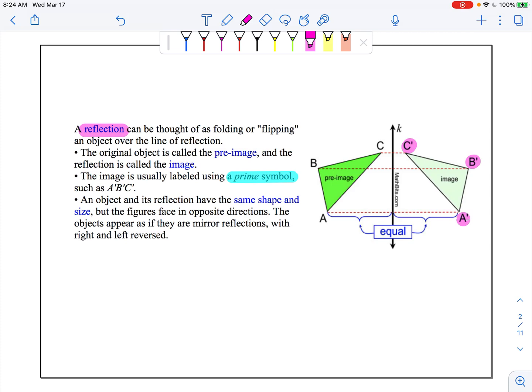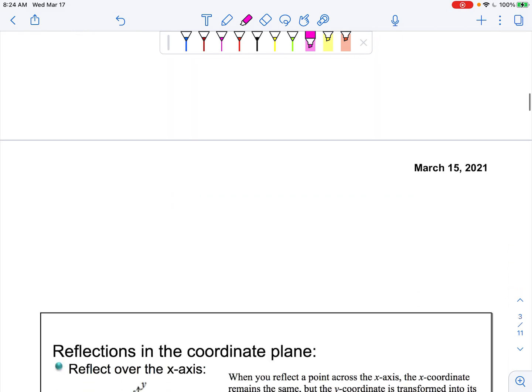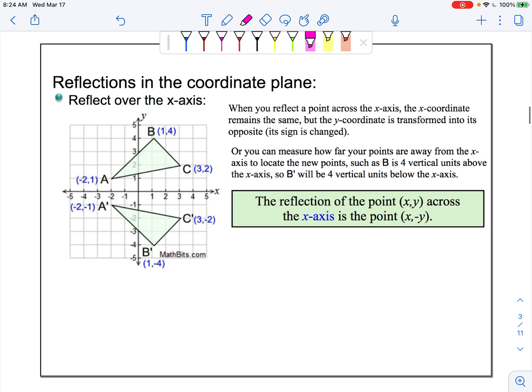So think of it as if you're looking at yourself in a mirror. If your nose was touching the mirror, your image is not way off in the background. The image also has its nose touching the mirror, and you are the same size and the same shape. So a reflection is just the image, but in kind of reverse, because if you look at a mirror, everything is done in reverse. So we're going to be flipping things or reflecting objects over the x-axis, the y-axis, and diagonal axes, and also over random lines of reflection. But we're just going to start with the x-axis.